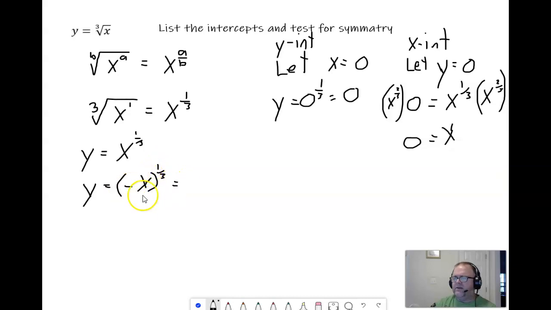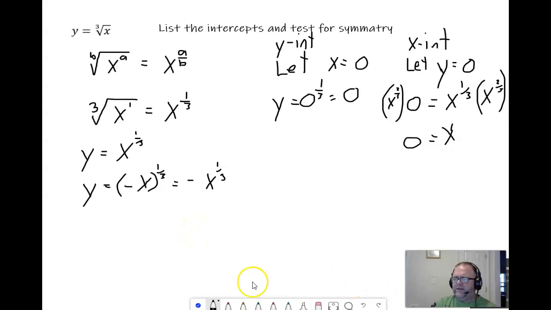Same thing. And if I do that, this is a cube root, which is an odd root, which means that it's going to stay negative. So this is equal to negative x to the 1/3. If it was even, it would be positive, but it's odd. And this is not the same as this. So that tells me that this is not reflective across the y-axis.